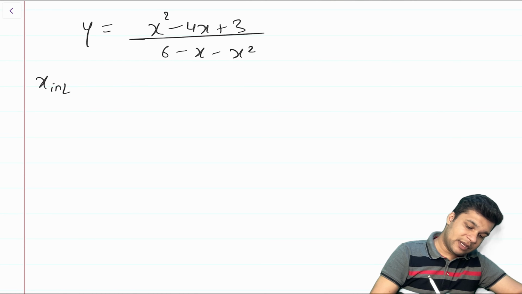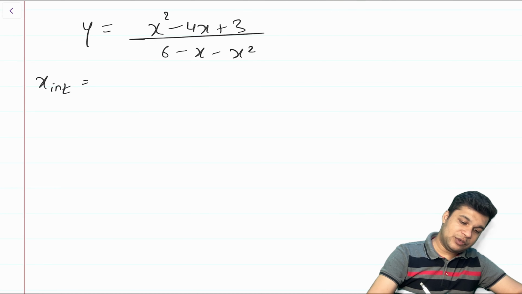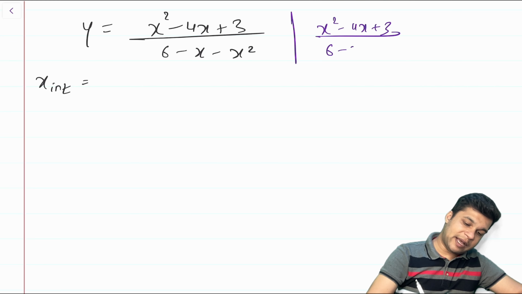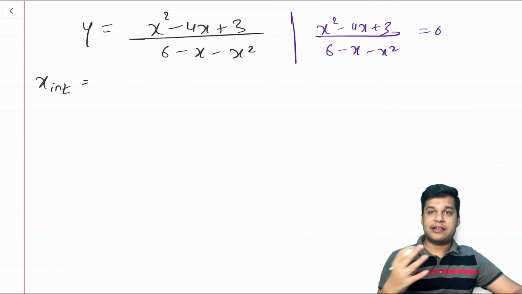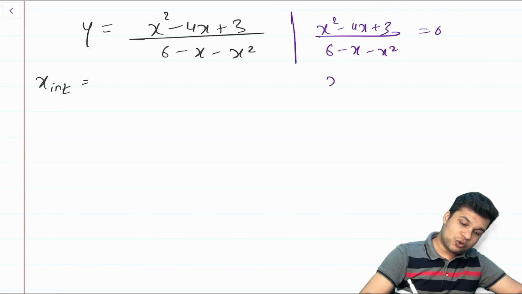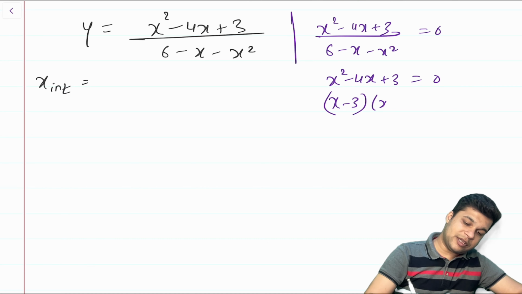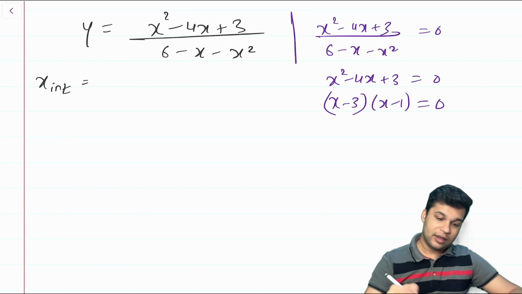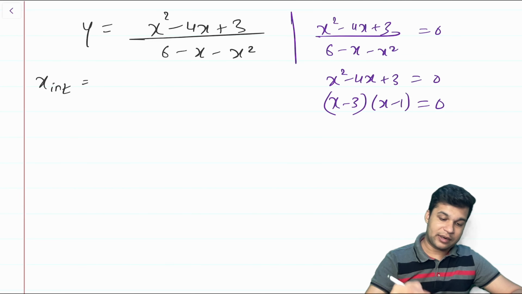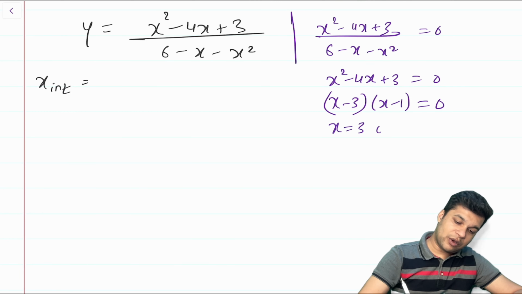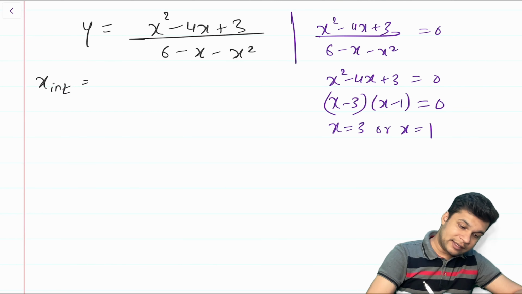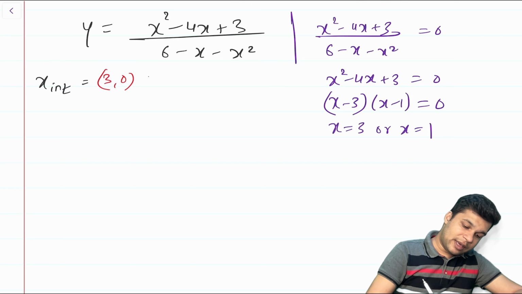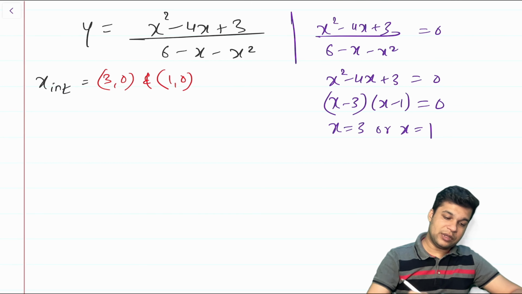The x-intercept will be, substitute y equal to 0. When you substitute y equal to 0, you get x square minus 4x plus 3 divided by 6 minus x square equal to 0. If a fraction is 0, it means the numerator is 0. So x square minus 4x plus 3 equal to 0. If you factorize, it will be x minus 3 into x minus 1 equal to 0. I have made a video on how to factorize, by the way. So if you want, you can learn it from there. And if you couldn't find it, drop me a comment. So x is equal to 3 or x is equal to 1, right? So x intercepts are 3, 0 and 1, 0.